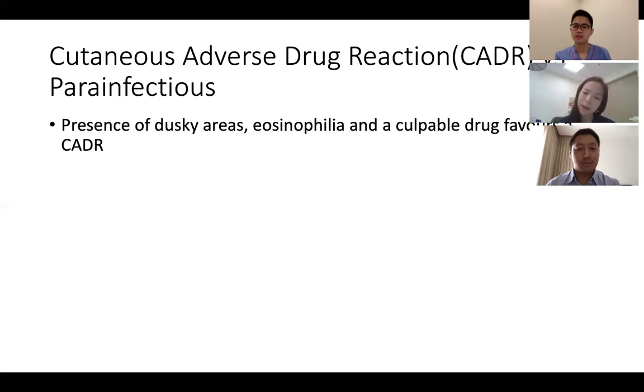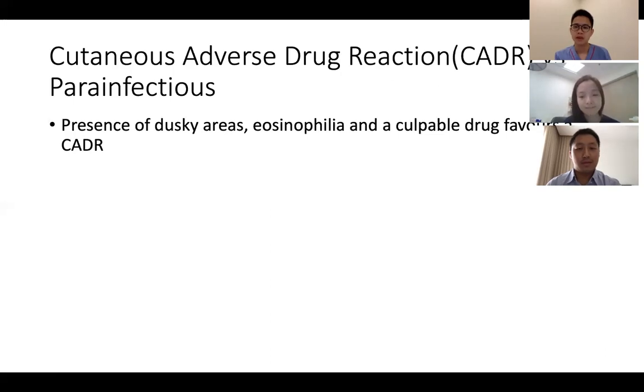So MP and urticaria are the most common ones. Then you have the other ones like fixed drug eruption, acute generalized exanthematous pustulosis or AGEP, SJS-TEN, and DRESS, and all these are diagnosed based on the morphology, for which there are certain differences between them.